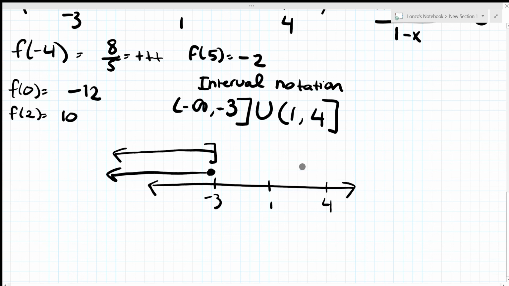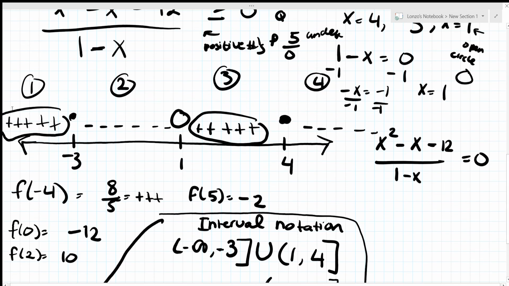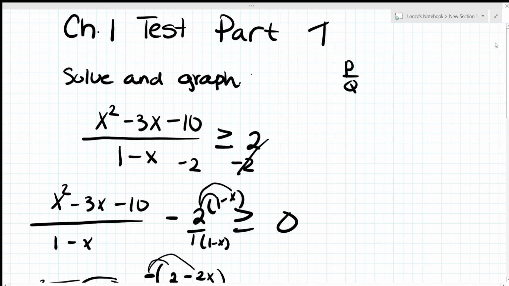And then for boundaries 1 and 4, 1 is an open circle, so you're going to use a parenthesis, and then 4 is a bracket. And they connect. Or what you can do is use an open circle and a dark circle, and then you can connect. So those are two ways to graph it. Either way is correct. So my final answer is the interval notation, and then the graph of that interval notation on a number line. The whole point of this part is that this is the test point method, and it tells us the correct boundaries. Okay, so that wraps it up for this part of chapter 1. I'm going to do this in several parts.